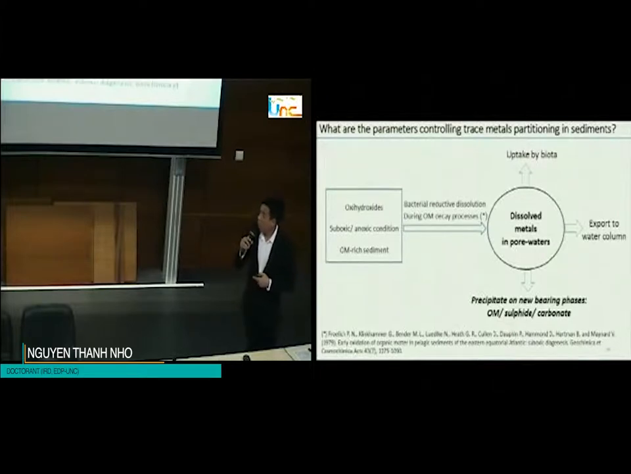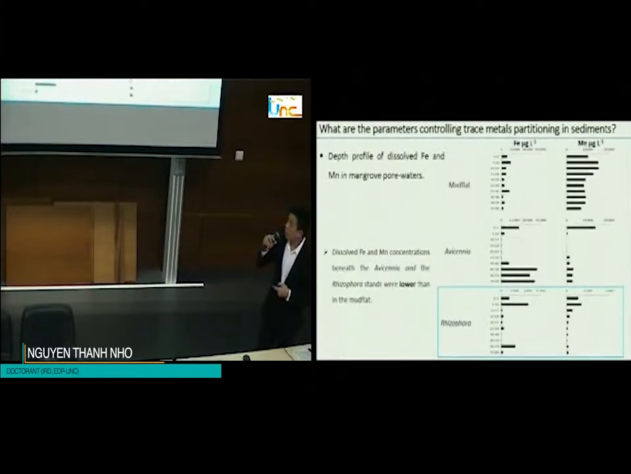And after being deposited into mangrove sediment, oxyhydroxide can be dissolved by bacterial activity under suboxic and anoxic conditions during organic matter decomposition. Then dissolved metal in pore water can precipitate onto new bearing phases, such as organic matter, sulfate, or carbonate. Some dissolved metal can be exported to the tidal creek, river, or the ocean, and some dissolved metal in pore water can accumulate into mangrove biota.